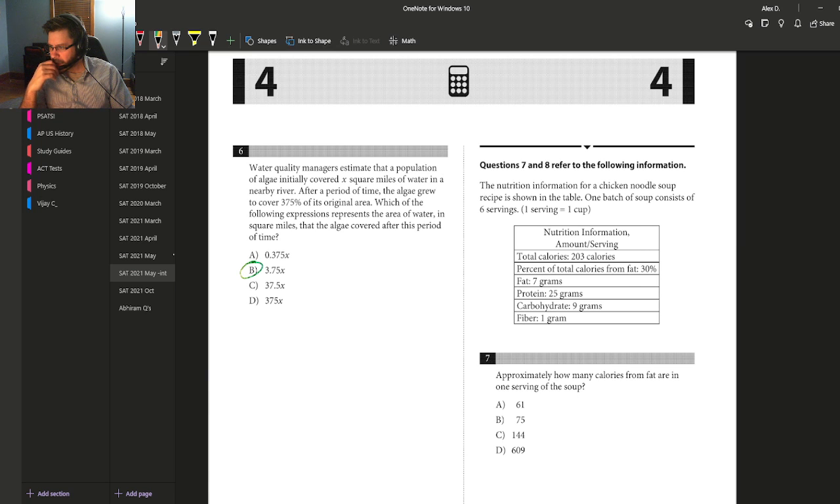How many calories of fat are in one serving? Calories and fat is 30%, so this is ultimately a percent. So 0.3 times 203. I'm going to bust out the calculator again on this one. 0.3 times 203 is 60.9, and this is an approximation, so 61.